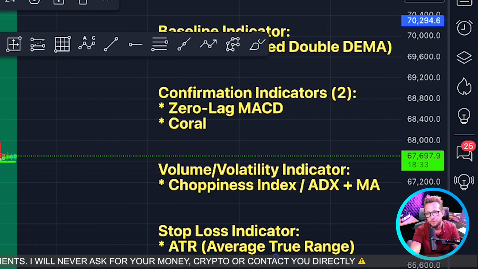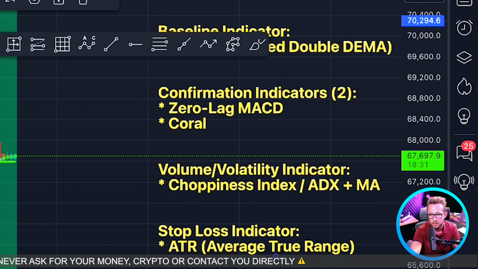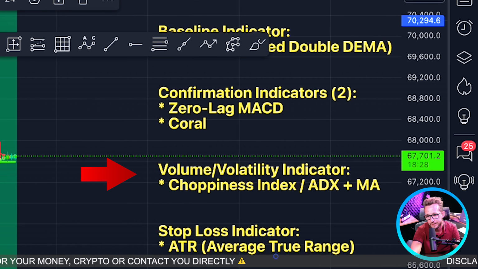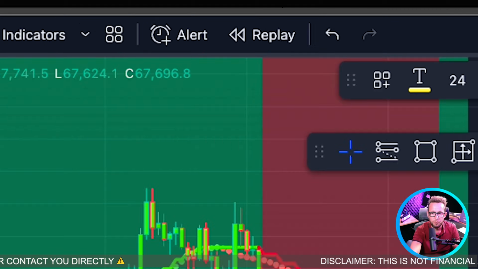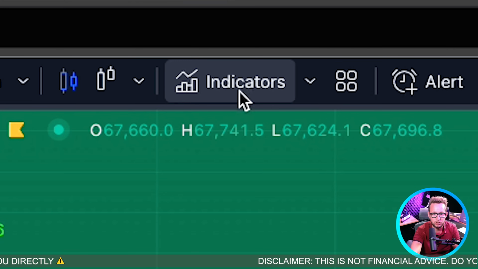Now, for our volume and volatility indicators, I have actually backtested the choppiness index and the ADXMA. The ADXMA seems to work a lot better, so we're going to be adding that one to the chart today.